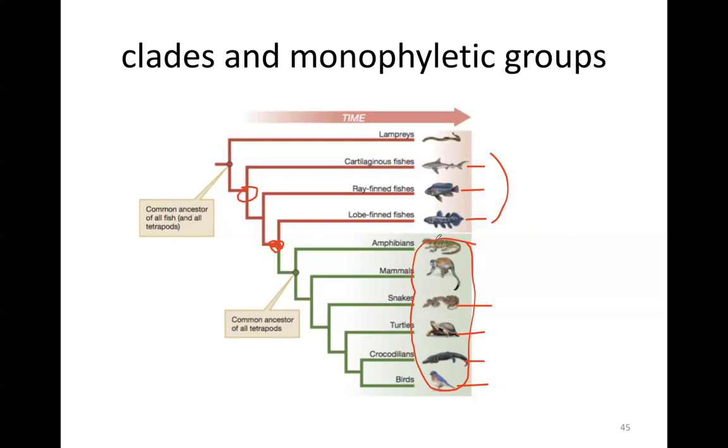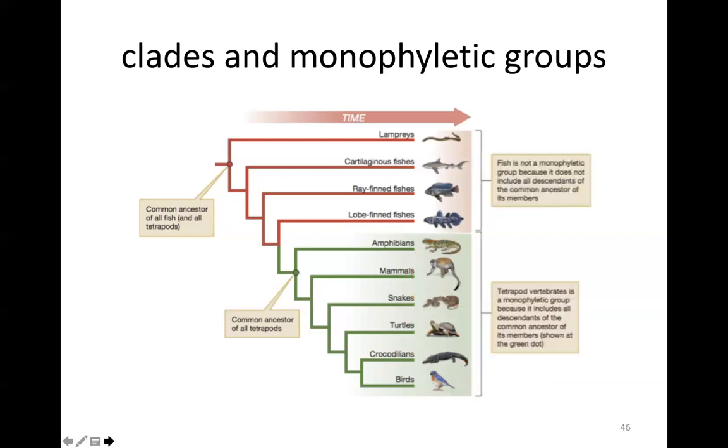Our body plan probably evolved from something like a lobe-finned fish. We'll learn more about that later. Okay.